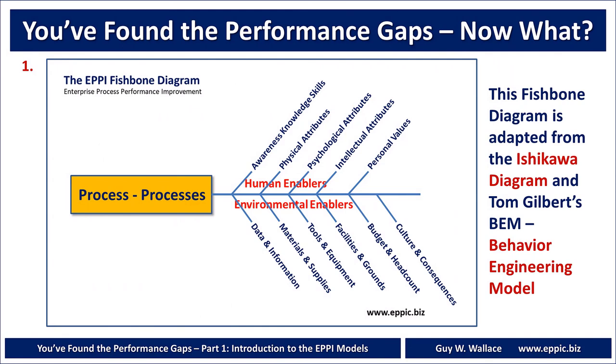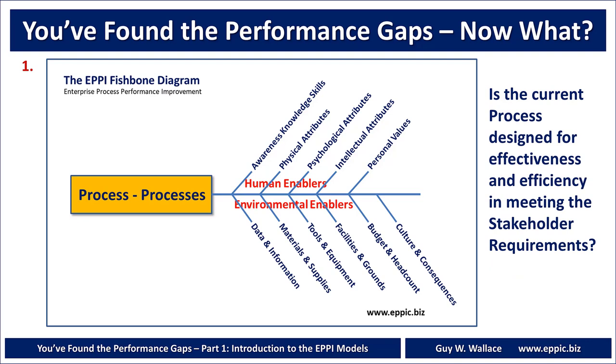So first, there's the fishbone diagram. Now, this is adapted from the Ishikawa diagram, which comes from Japan in the 1950s as part of their post-World War II quality improvement efforts. And it was also then a mashup with Tom Gilbert's behavior engineering model. First of all, we need to look at the process itself. Is it even designed for effectiveness and efficiency in meeting the stakeholder requirements? Yes or no is the answer. So you need to start there.